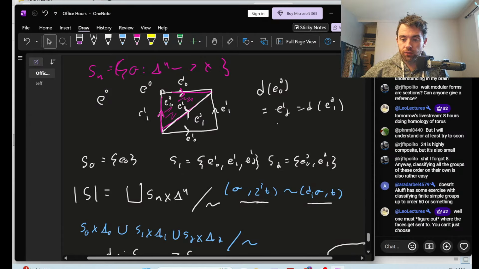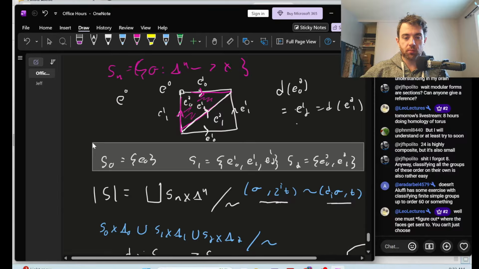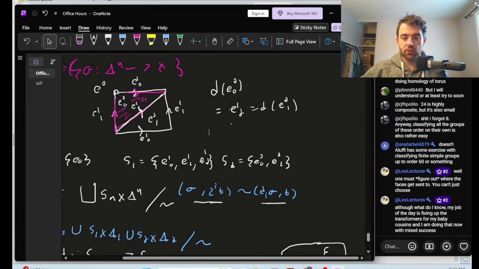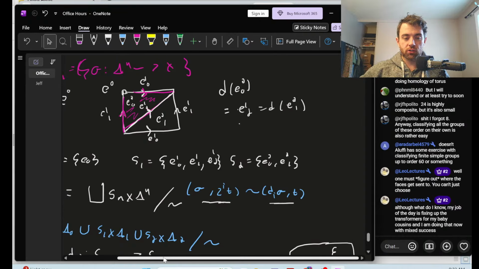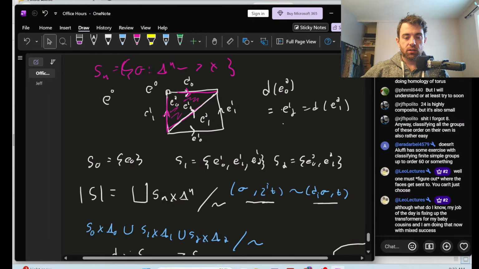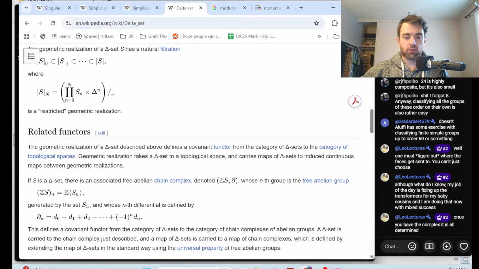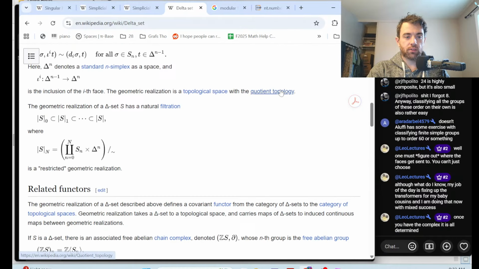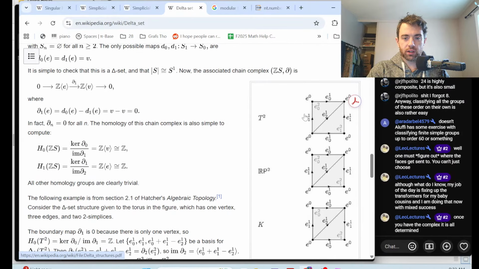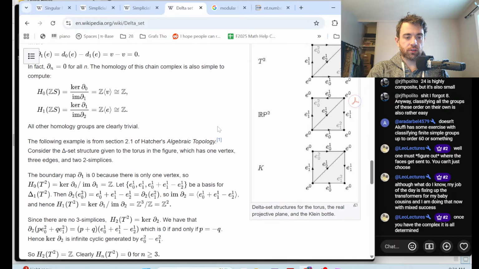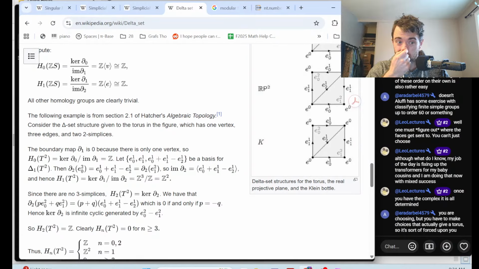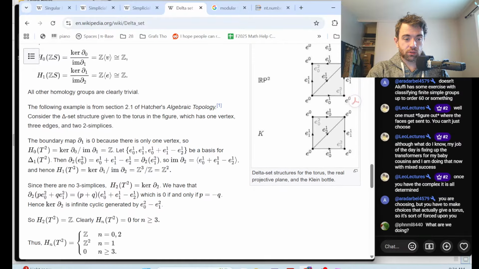One must figure out where the faces get sent to. You can't just choose. What do you mean? No, we're choosing the sets, right? We're trying to set this up to get something out that's equivalent to the torus, homeomorphic to the torus, right? We're still in the choosing part, and then we do the computing of the homology afterwards. Yeah, once we have the complex, but we don't have the complex yet. Here's the picture of T2, but what are the maps? And two simplices, yeah. We don't know what the maps between the sets are.